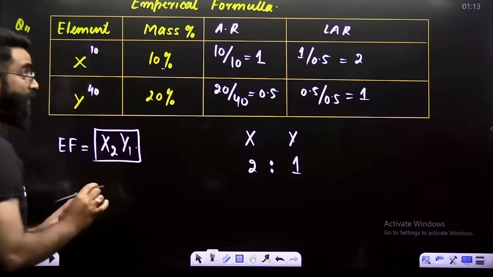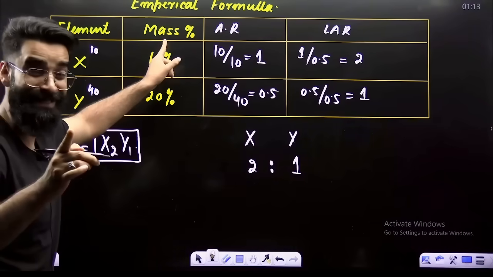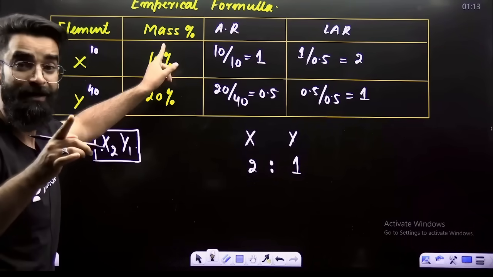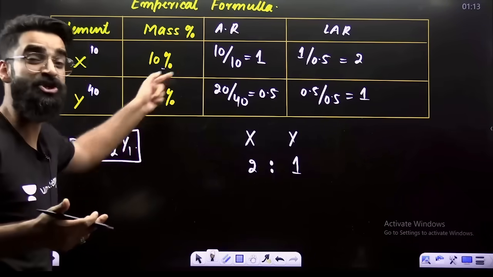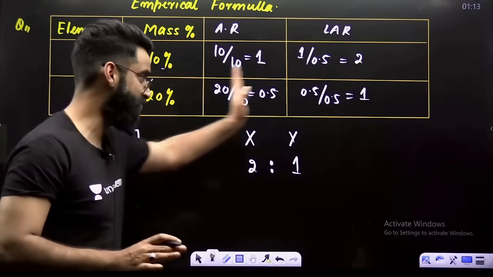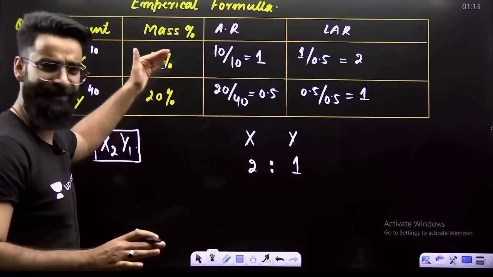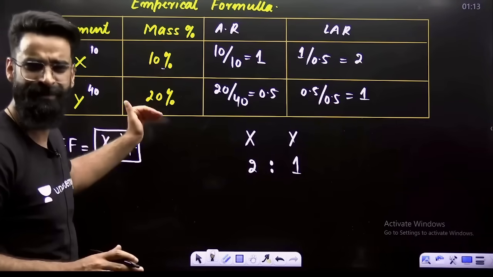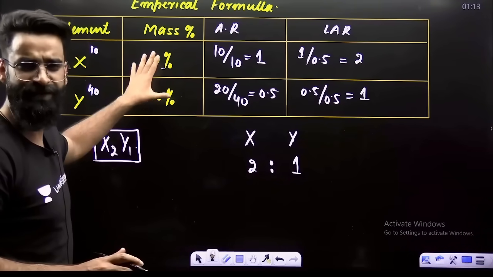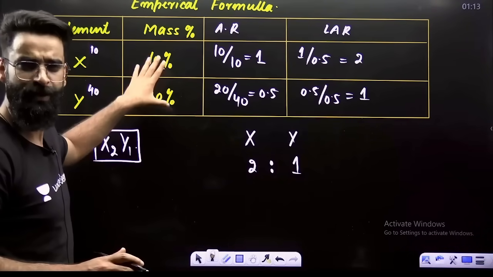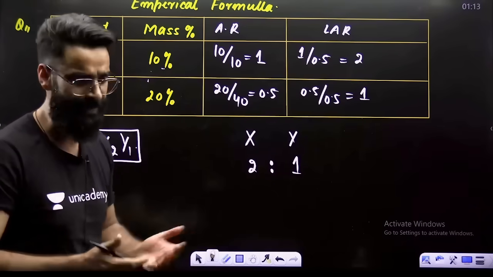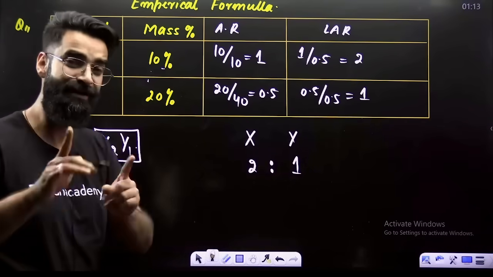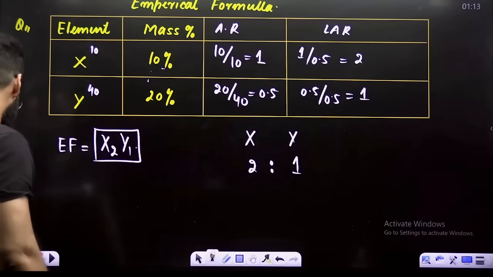But remember, in the question, either mass percentage will be given, or masses of elements directly will be given, or the mass ratio of the elements will be given. But you are supposed to follow the same procedure. Whatever is given, mass percentage or mass ratio or given masses, right? Anything of the 3, if it is given, what you are supposed to do? First get the atomic ratio, then get the least atomic ratio. You'll be getting the empirical formula of the compound. This sort of a question is frequently asked in your NEET examination.